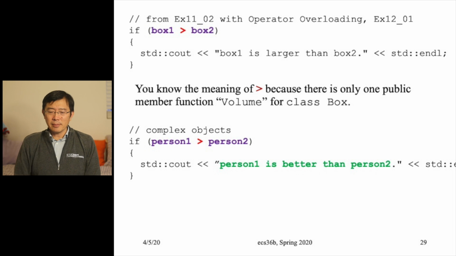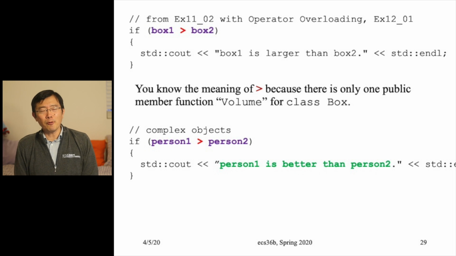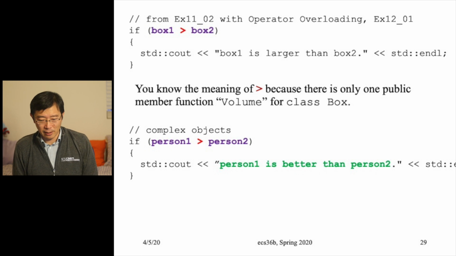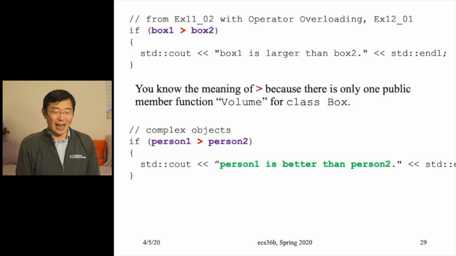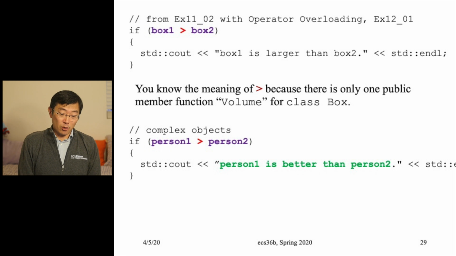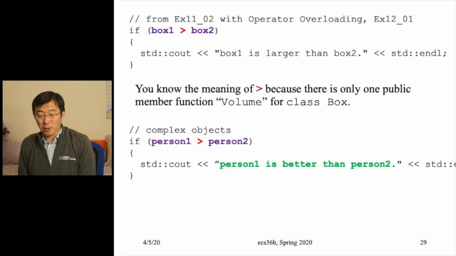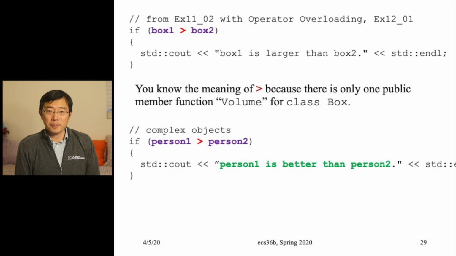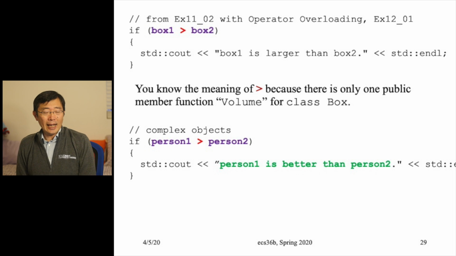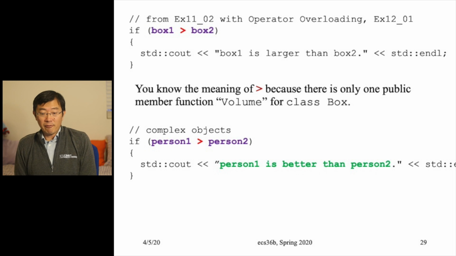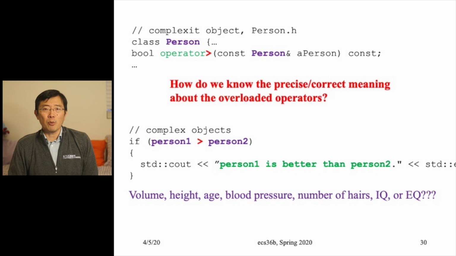However, let's change to a different class. In a real complex scenario, we always like to compare Person. So if I give you this piece of code, if person 1 is greater than person 2, and if this is true, you print person 1 is better than person 2. Is that very readable? Not necessarily, especially if this piece of code is developed by a software company and they don't give you the source code. They just give you the object code and the .h file. How would I know what this means?